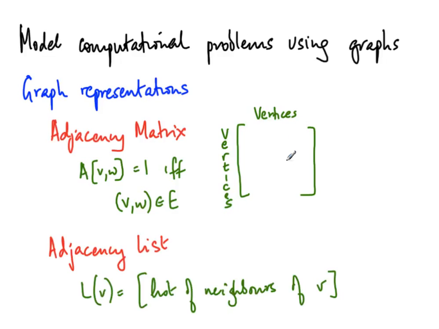Now if a graph has very few edges, then most entries in the adjacency matrix are 0, and it's inefficient to scan a row of the matrix to determine the neighbors of a vertex. In such situations, we typically use an adjacency list. With each vertex V, we associate a list L of V, which just lists out the neighbors of the vertex V.